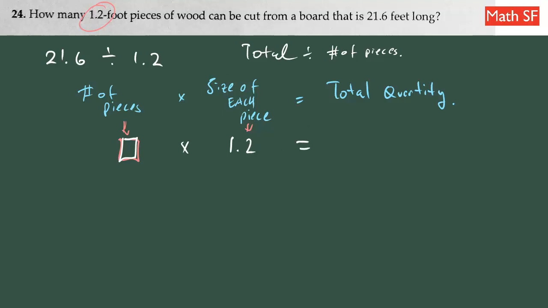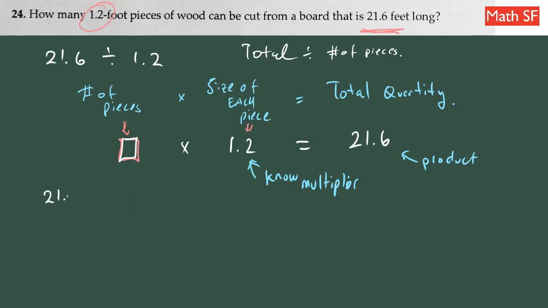Equal the total quantity. Do we know the total quantity? Yes, it's given here. So the total quantity is 21.6 feet long. Therefore, if we're missing one of the multipliers, we have to divide. What are we going to divide? The product, which in this case is this, divided by the known multiplier, which is 1.2. This is the known multiplier. So let's divide that.